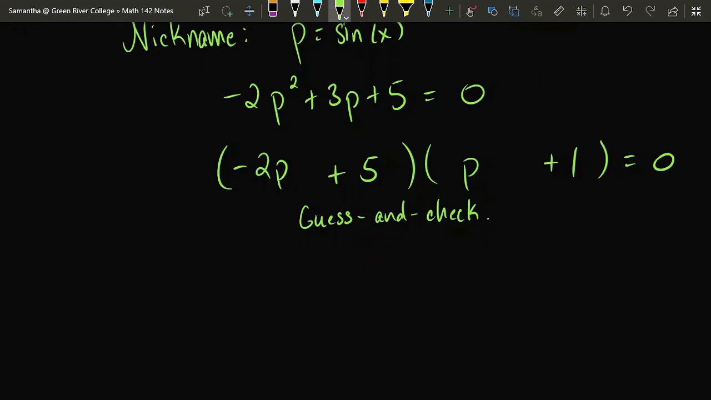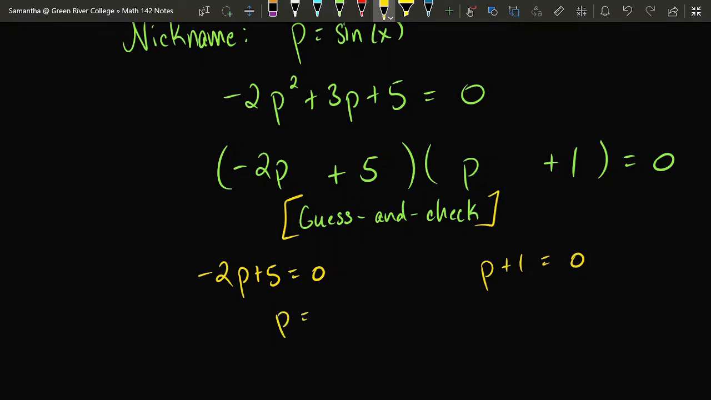If you're rusty about how to factor slightly more complicated expressions, I'll post a video in the description about the AC method for factoring, which is a little longer but more reliable. So zero product property says that either negative 2p plus 5 could be 0, or p plus 1 could be 0, which means that p could be equal to 5 over 2, or p could be equal to negative 1.